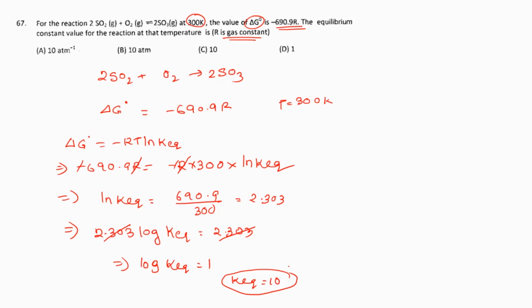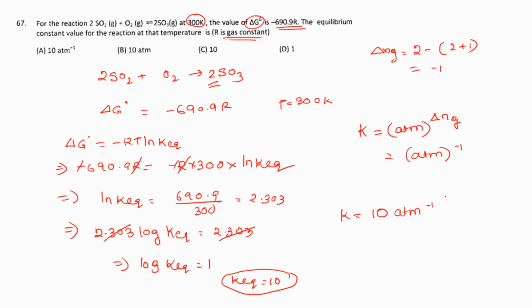Now I need to know the unit as well. In the equilibrium chapter, we have also learned that it has a relationship with the pressure constant, and if I just consider the unit, it is atm to the power del ng. Now what is my del ng? Del ng is the number of gaseous moles of the products minus the number of gaseous moles of the reactants. So here it is 2, and the number of gaseous moles in the reactants is 2 plus 1, 3, so I get minus 1. So my unit turns out to be atm inverse. So my final answer for the value of K is 10 atm inverse. That's my answer. It is option A.